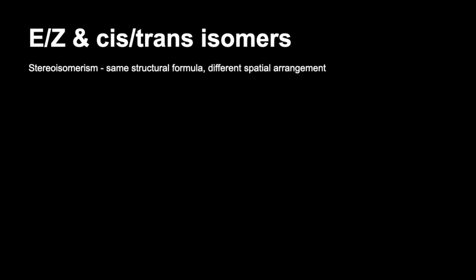So still with alkenes, we're looking now at EZ and cis-trans isomers. These are both types of stereoisomerism. That's when you've got molecules with the same structural formula but different spatial arrangements. And that different spatial arrangement is brought about by the lack of rotation of the C=C double bond, and it's the pi bond that prevents the rotation.